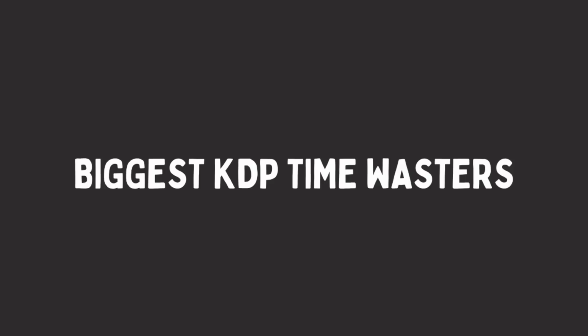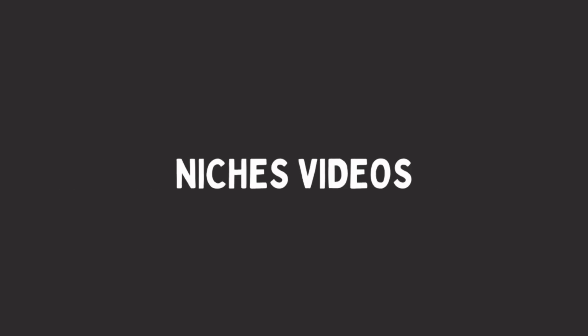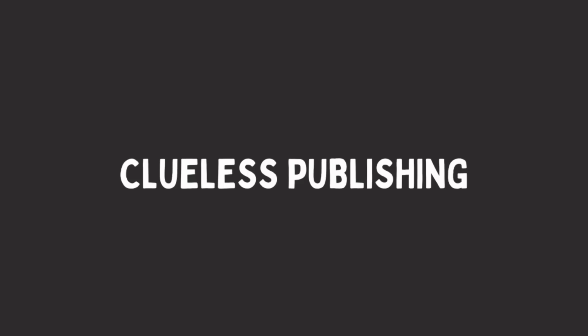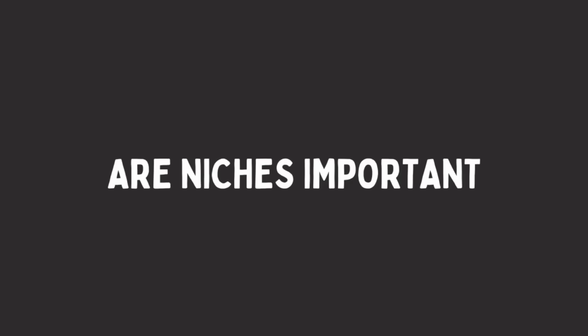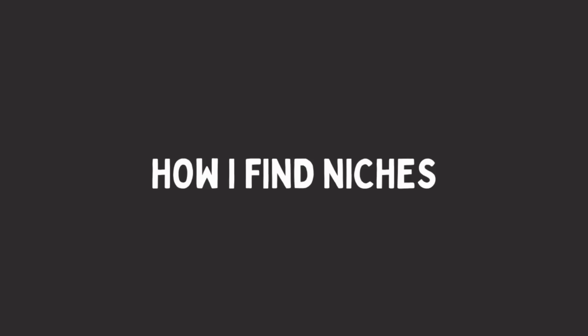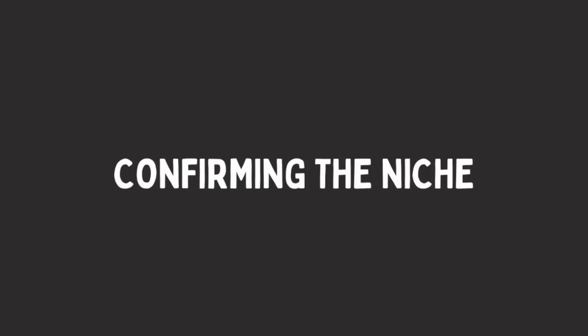Okay, so moving on from there, we're going to be taking a look at what the best way to waste your time with KDP is. Okay, so in this section, we're going to be looking at things like generic low content books, following niche videos, publishing where you don't have any clue or experience, buying pre-made interiors. From there, we're going to move on to talk about niche research. Okay, so in that section, we're going to look at how important niches actually are, how I find my niches for free, how I decide if I can compete in that niche, and then I'm going to take a look at niche confirmation factors. Okay, so that's a big one.